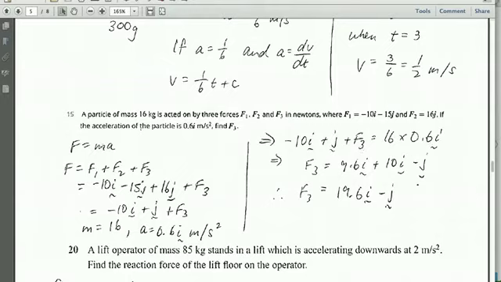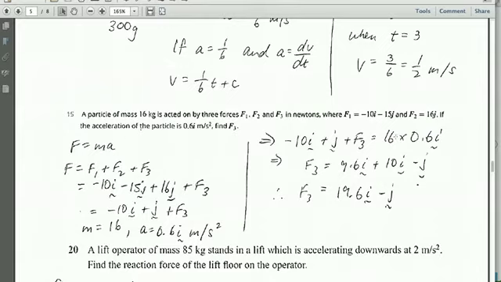So that's going to be the ma part. The force part is the 3 vectors added together: the one you're given, F1, the F3 that we aren't given, and the F2. So all of these 3 forces equal 16 times 0.6i.